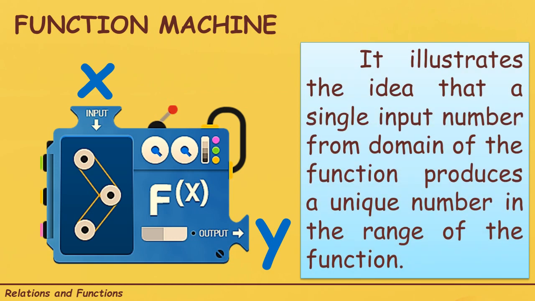Okay, so it illustrates the idea that a single input number from the domain of the function produces a unique number in the range of the function. So dito, sinabi yung domain at range. So ang domain is the set of all first coordinates in the relation, and the range is the set of all second coordinates in the relation.